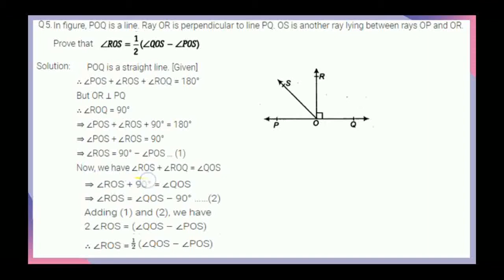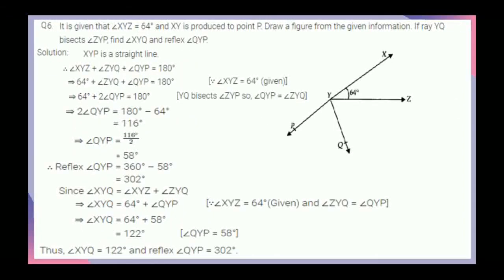Now, we have angle ROS plus angle ROQ is equal to angle QOS. Now, angle ROS plus 90 degrees is equal to angle QOS, and angle ROS is equal to QOS minus 90 degrees, and this we are taking as equation 2. Now, adding equations 1 and 2, we have twice of angle ROS is equal to angle QOS minus angle POS. Now, angle ROS is equal to half of angle QOS minus angle POS. This is all about our question number 5.